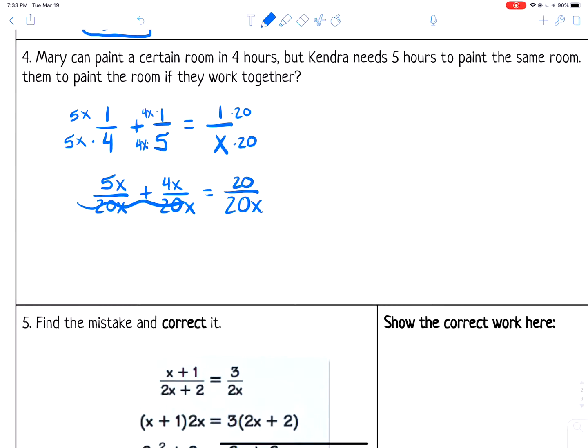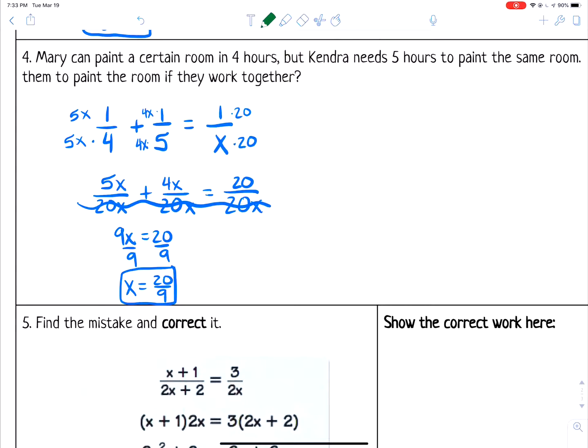And then we're able to take that away and solve what's left over. So 5x plus 4x is 9x equals 20. And divide by 9. So we can just leave it like that. That is one way to do it.